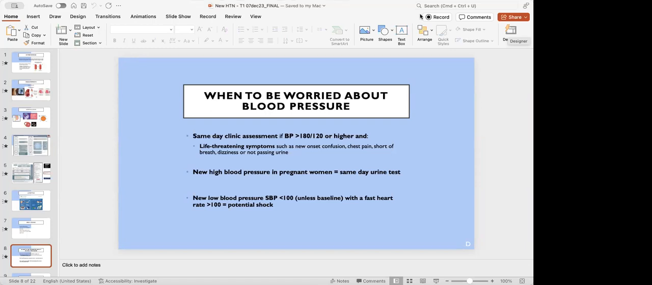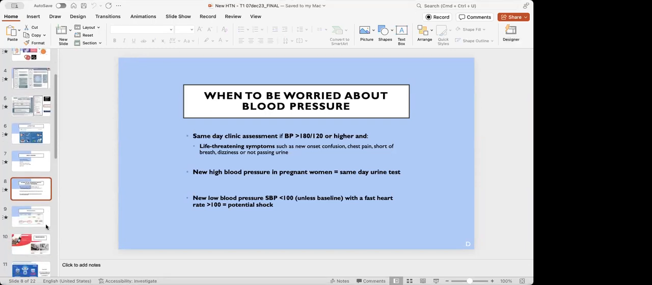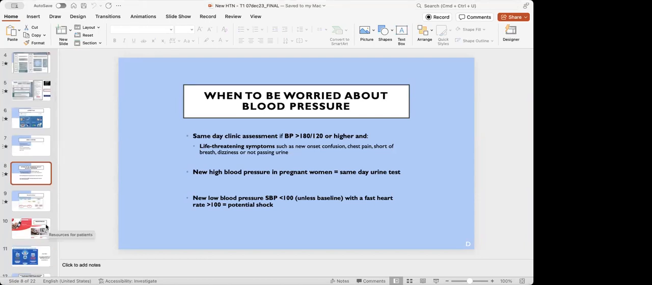And whenever they have any associated symptoms, be it headache, visual issues or feeling really short of breath, if their blood pressure is this high, it's considered a medical emergency and they should be going straight to A&E. Now, another thing that we should be cautious about is pregnant women. If they come in with high blood pressure, please do a urine test and let one of the physicians know, because it will help us identify whether this patient is at risk of having complications in pregnancy.